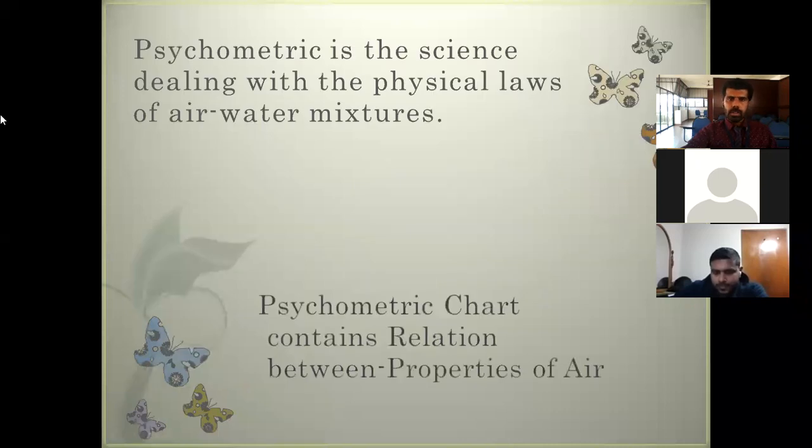Yeah. And psychometric is a science dealing with the physical laws of air-water mixture. And the psychometric chart contains a relation between properties of air. So just keep it in mind that this psychometric chart is a graphical representation to find out the properties of air-water vapor mixture. That's all. Why we are using the psychometric chart is to know the properties of air, so that will be helpful in implementing in HAP also.